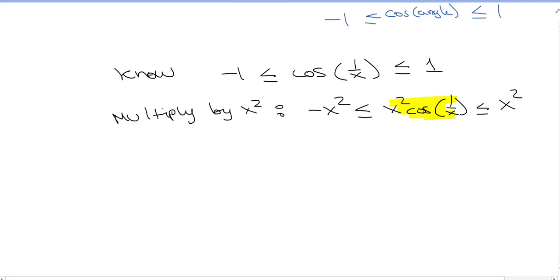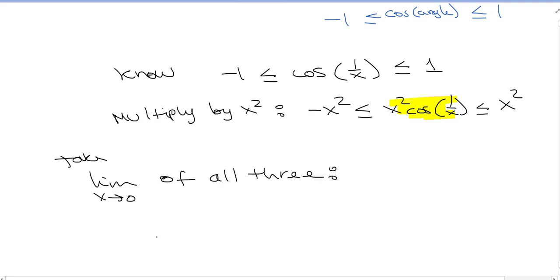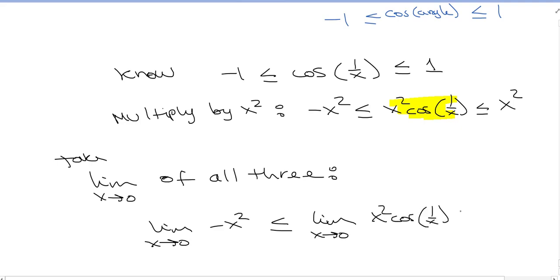I have my function squeezed between two functions. And so when I take the limit as x goes to 0 of all three, what do I get? I'm going to have the limit as x goes to 0 of negative x squared less than or equal to the limit as x goes to 0 of x squared cosine 1 over x less than or equal to the limit as x goes to 0 of x squared.